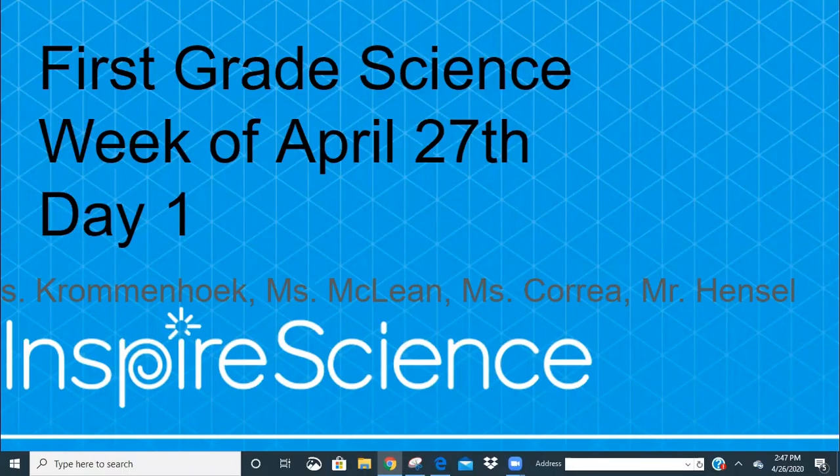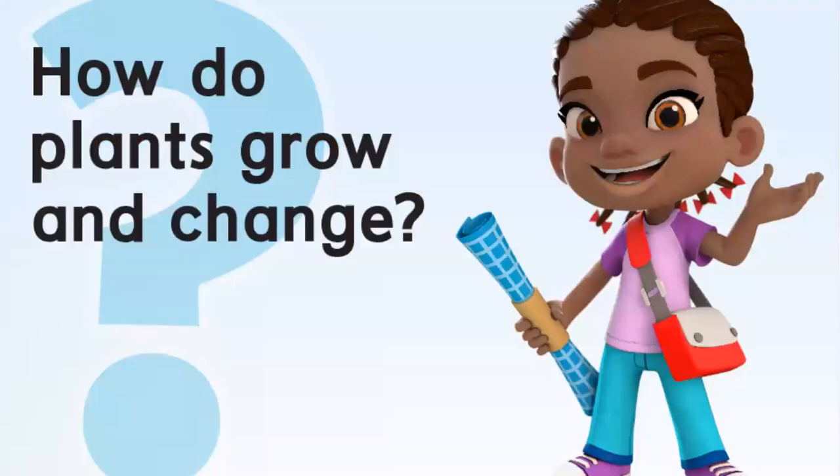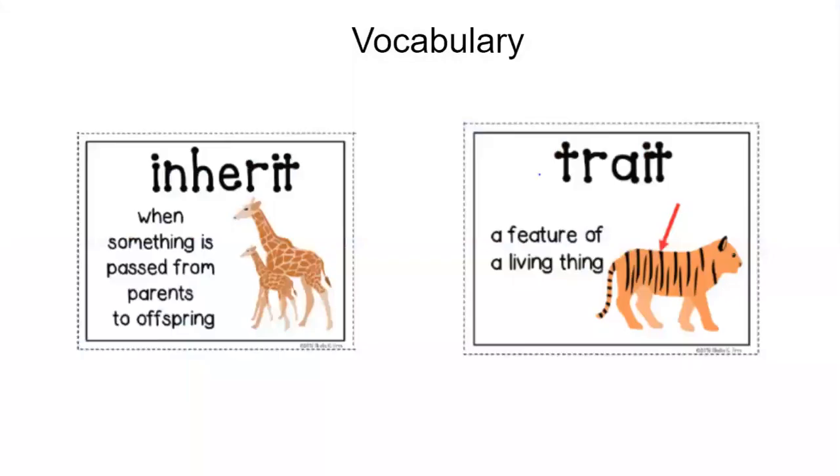Today is April 27th, and we are going to be learning more about plants. So back to the essential question, say it with me, how do plants grow and change? Last week we talked about apple trees, their life cycles, and also the different parts of an apple tree. Today we're going to learn some new vocabulary because we're going to start talking about plants in a different way. So one word that we need to know is inherit.